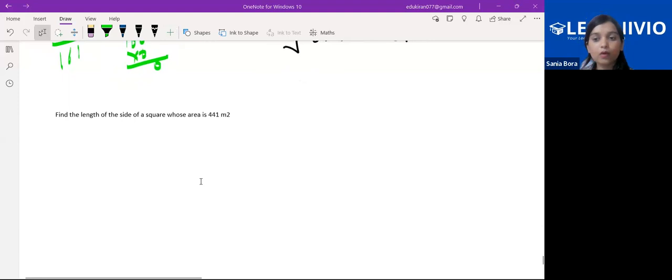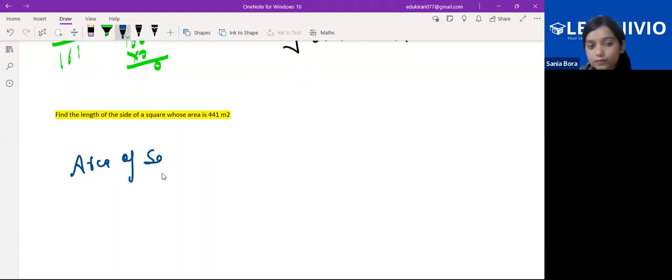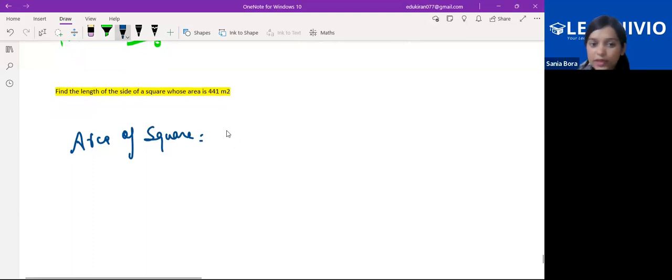Now over here, you can see the question is: find the length of the side of a square whose area is this, in meter square. So who will tell me what is the formula for area of square? Yes, it is side into side, right? So side multiply by side. You can write it like this, or you can write side square. Both are the same thing.